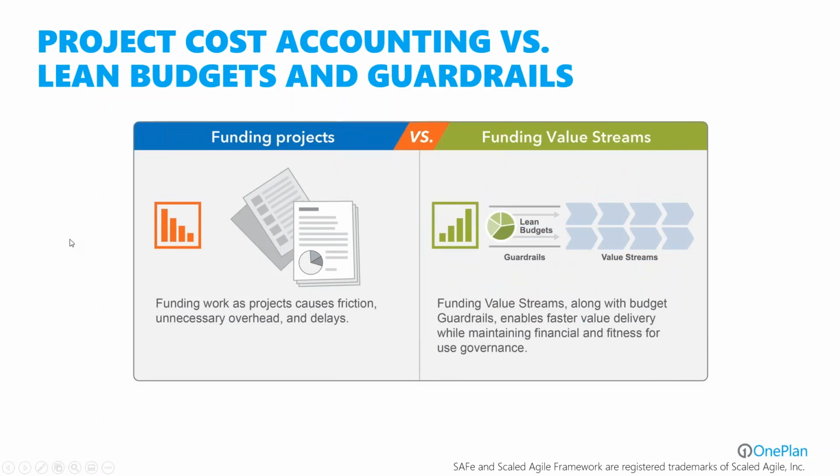Another big shift is how we do financials. In project-based organizations, we do project-based accounting, and that gets really hard because we have sometimes many projects vying for budget, and it's very hard to make good decisions around a big portfolio of projects requiring funding. It gets simpler and more efficient with a value stream approach.